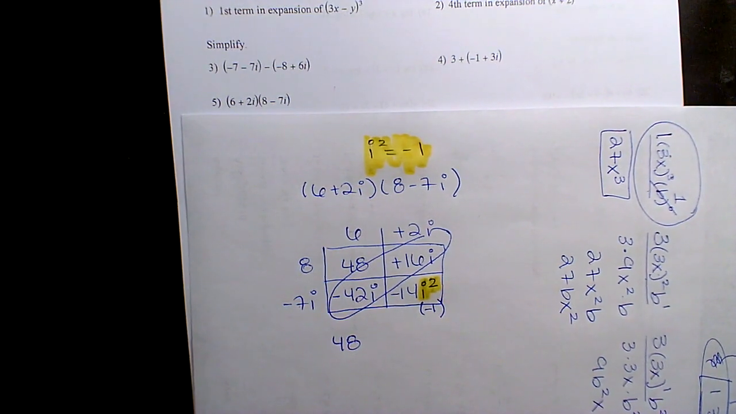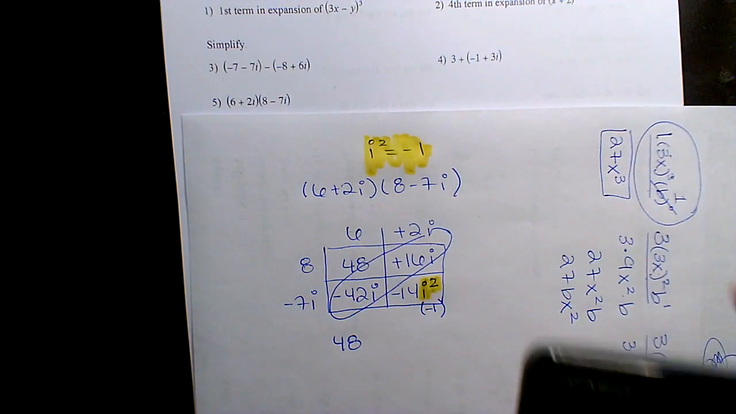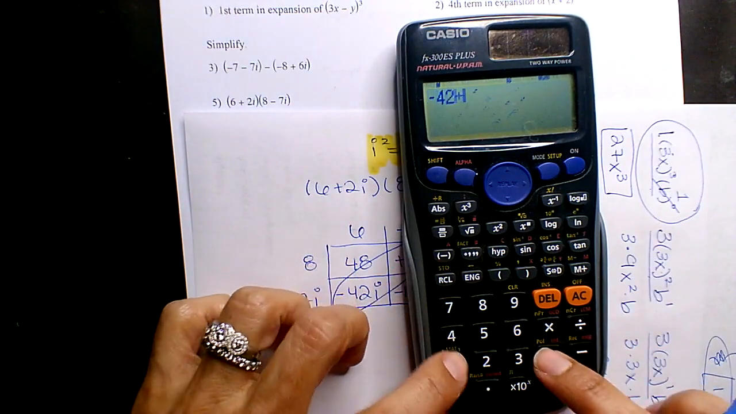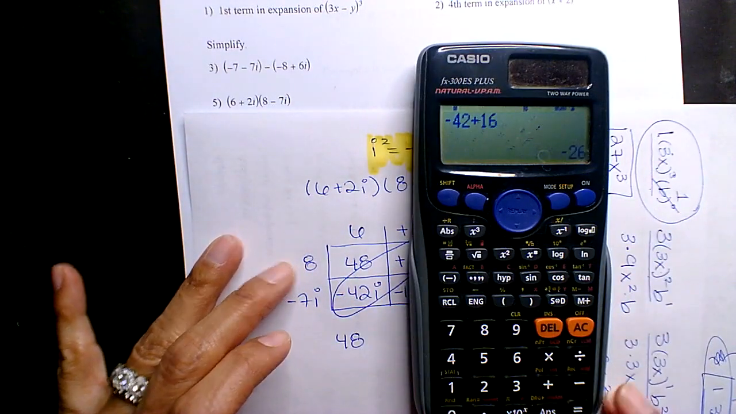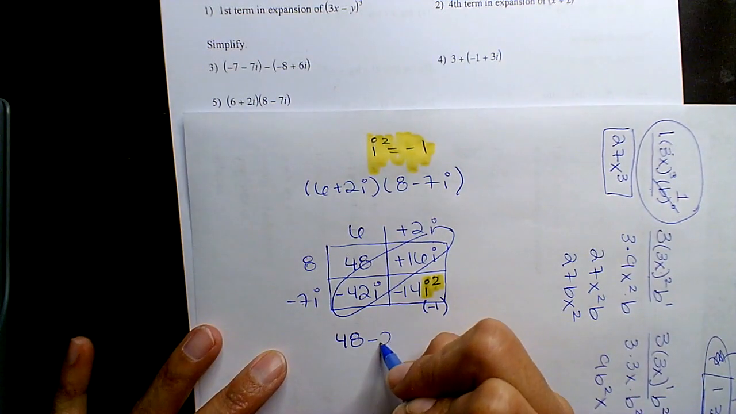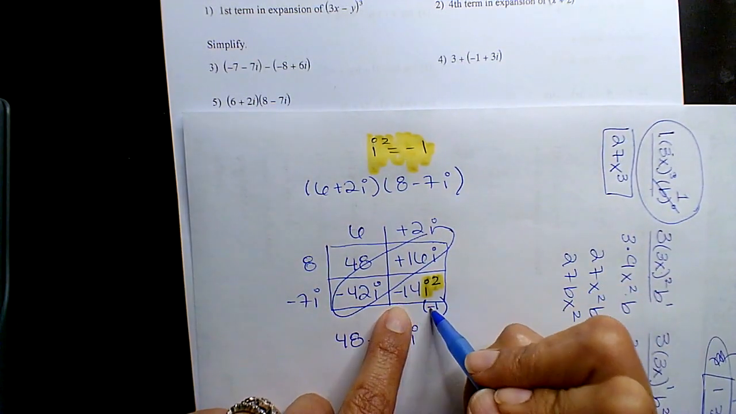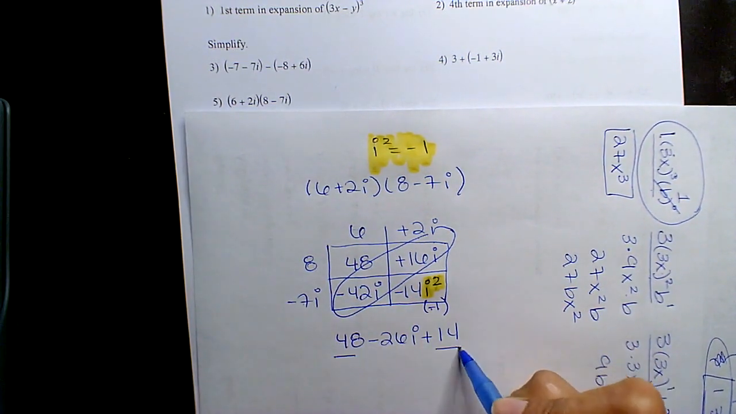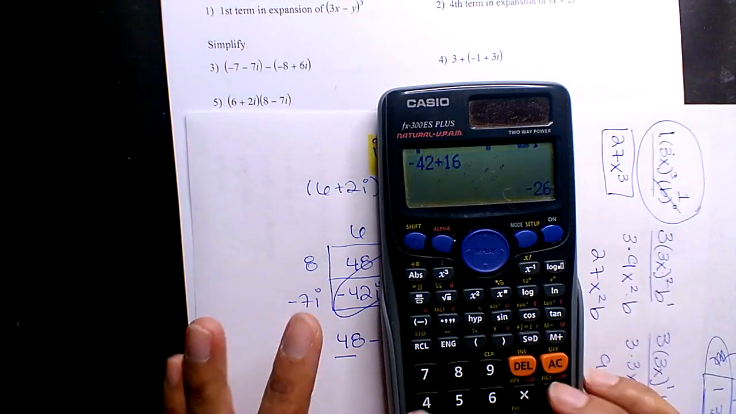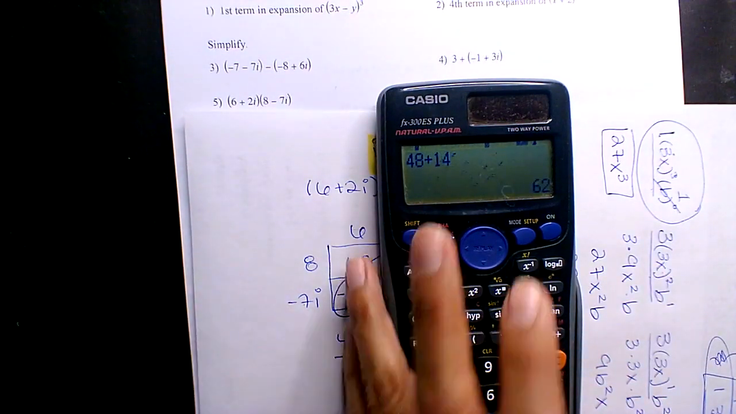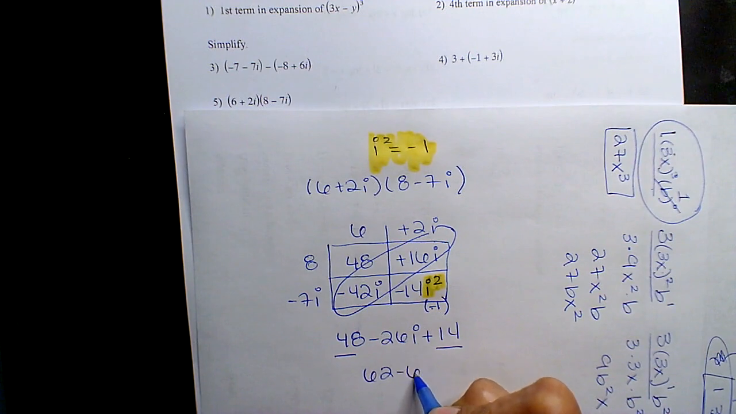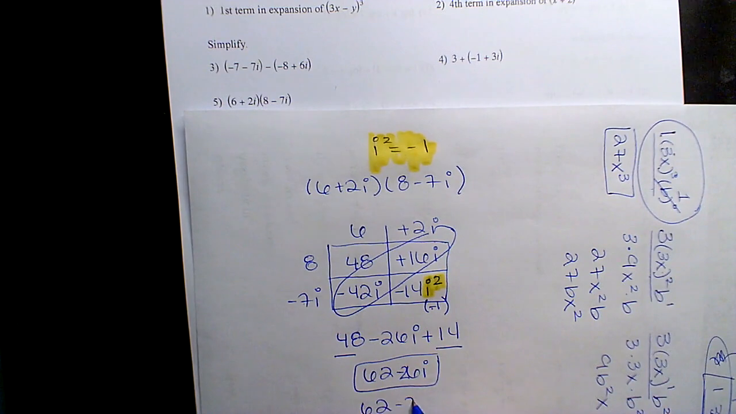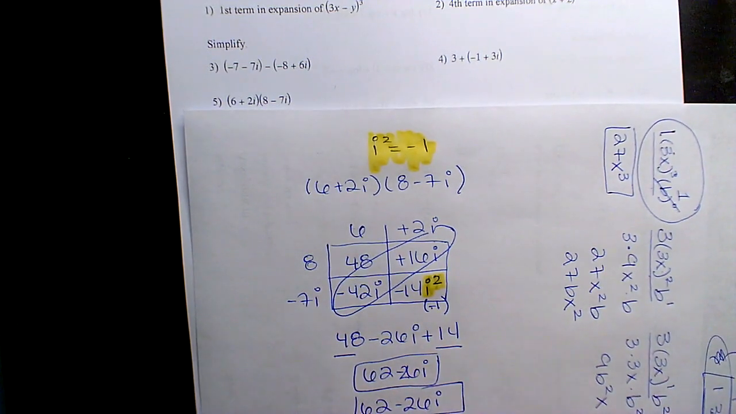Here's my calculator. So, okay. Negative 42 plus 16. Is that what I have? Yeah. Negative 26. Negative 26i, and then negative 14, times -1, so that's positive 14, but then you want to combine these like terms. And so 48, 14, 62, right? So you have 62 minus 26i.